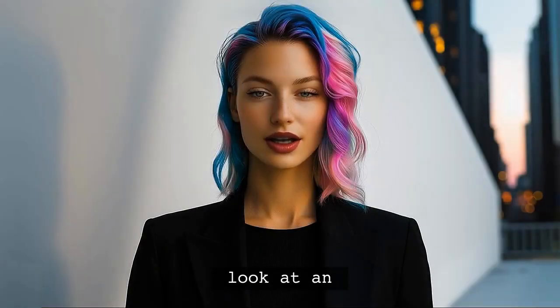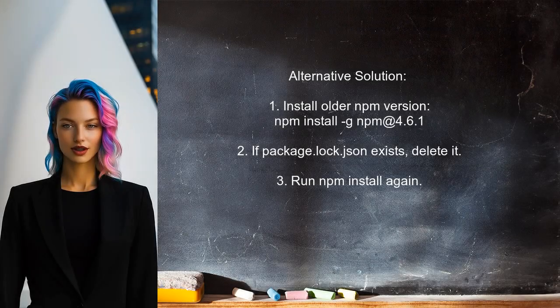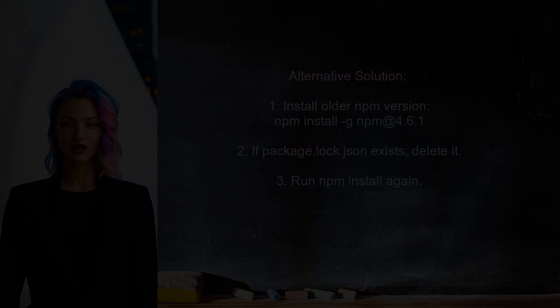Let's take a look at an answer from another user. One user faced the same integrity checksum failure and found a solution. First, they recommend installing an older version of NPM, specifically version 4.6.1. You can do this by running the command npm install npm@4.6.1. Additionally, if your project has a package-lock.json file, it's suggested to delete it. This file can cause issues by automatically upgrading to a newer Node version. After making these changes, try running npm install again, and it should work.